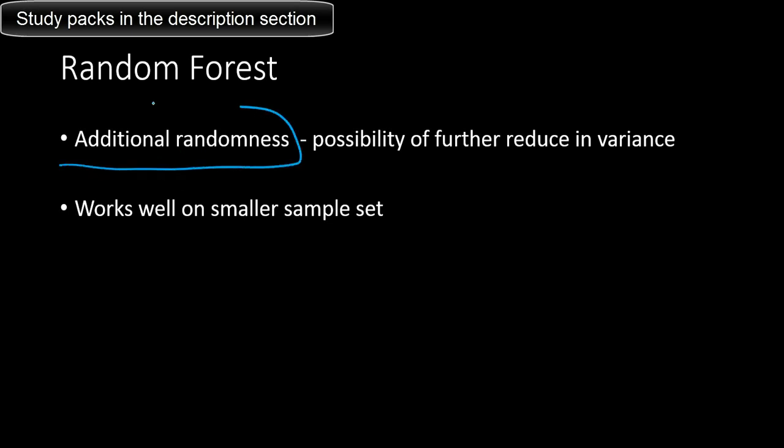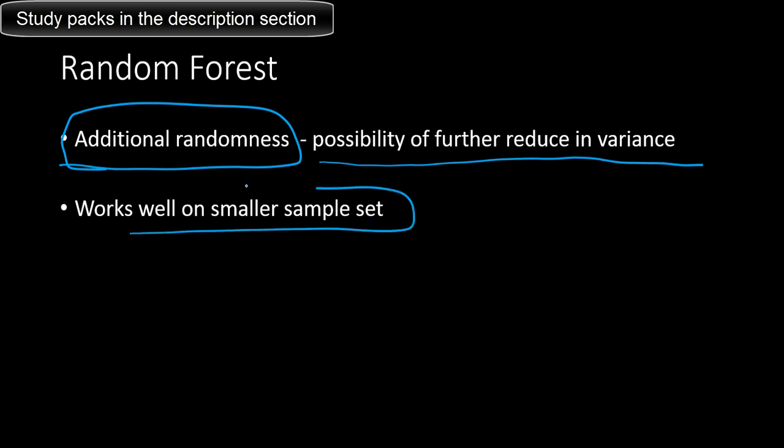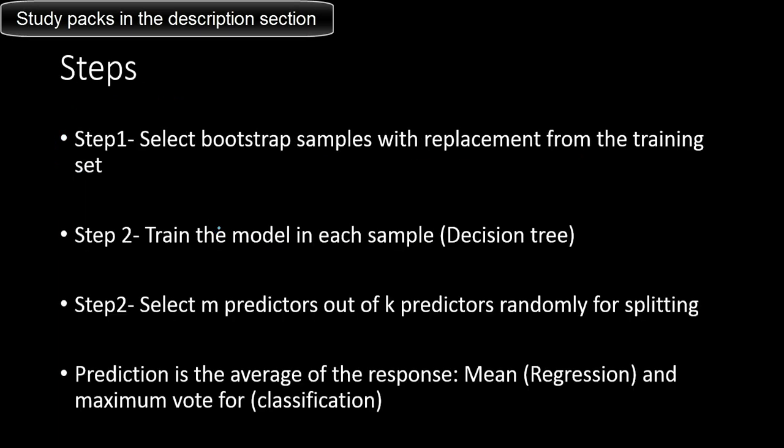There is additional randomness. Not only do we have randomness in subsampling or bootstrap sampling, we also have randomness while selecting the predictors, and that will reduce the variance. It also works well on smaller sample data. Bagging doesn't work well on smaller sample data, whereas random forest has better performance. So that's another advantage. So what are the steps involved here? Now we understood the steps involved in bagging.